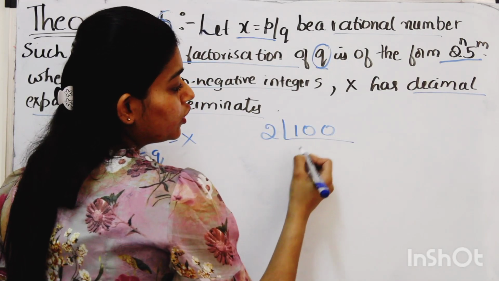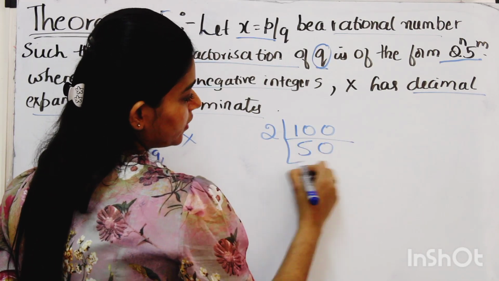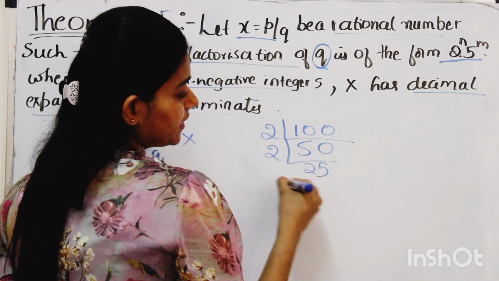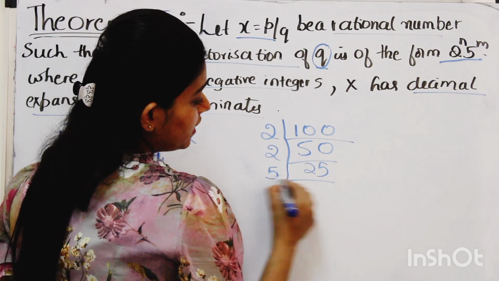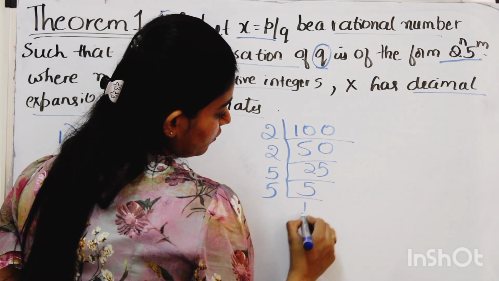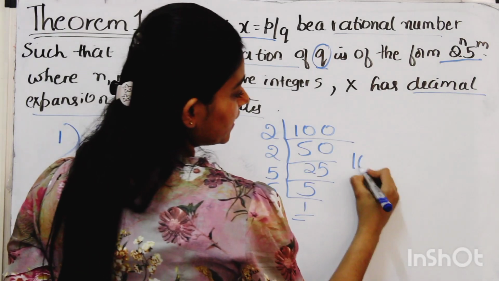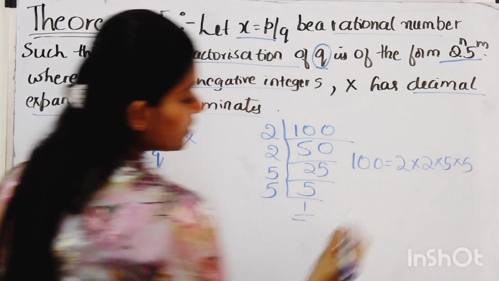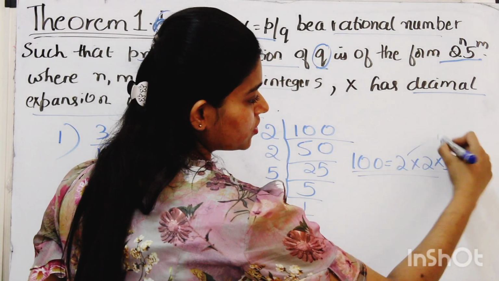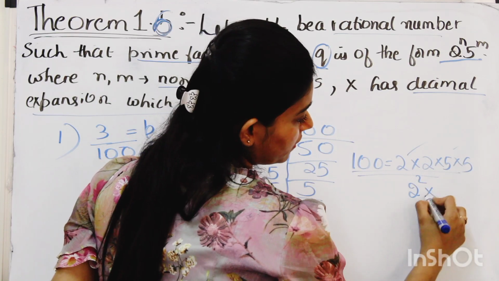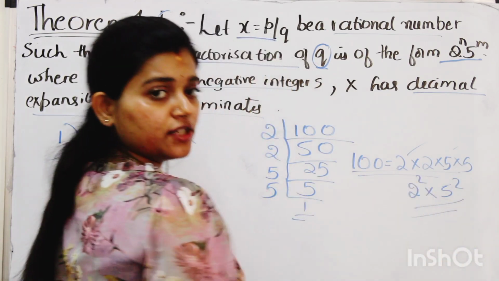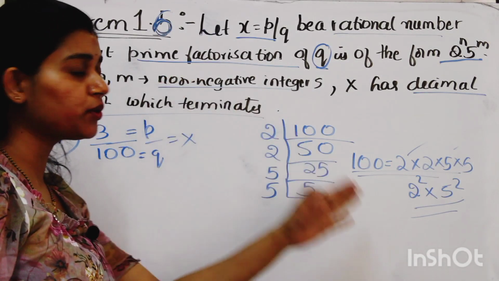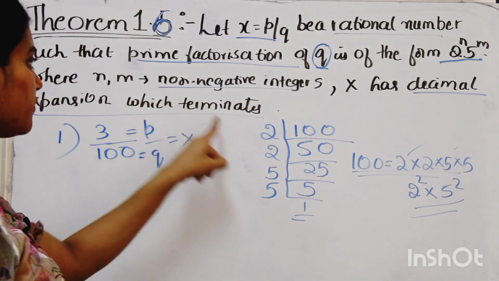Take 2, 2 5s are 10, 2 50s are 100. Again take 2, 2 25s are 100. It is not divisible by 2 further, so then take 5, 5 5s are, again 5 1s are. So you can write 100 is equal to 2 into 2 into 5 into 5. See here, this holds, right? The prime factorization is in the form of 2 to the power 2 and 5 to the power 2, correct? So this is in the form of 2 and 5. But now we have to prove that its decimal expansion terminates.